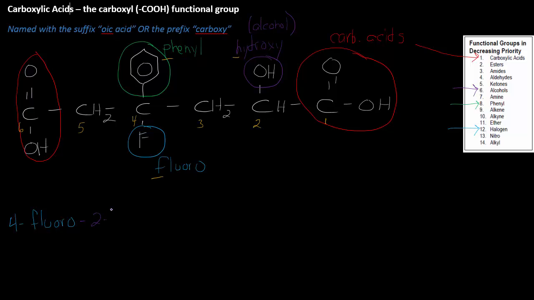So I'm going to go now alphabetical order. 4 fluoro, 2 hydroxy, 4 phenyl, okay, so FHP in terms of alphabetical order, 4 fluoro, 2 hydroxy, 4 phenyl, hexane, all right, because there's all single bonds between the carbons, so hex for 6, and for single bonds, 1,6-dioic acid.